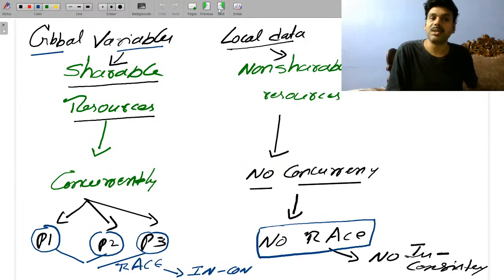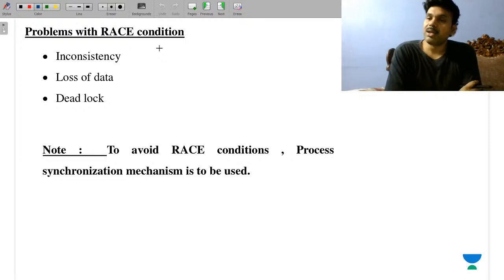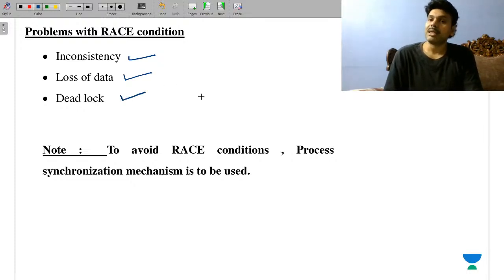Now let us see what the problems with race condition are. The problems with race condition: we already learned conflicts. The conflicts will give you inconsistency, then there may be a loss of data. Like WW, both are overwriting each other, that's the meaning of loss of data. There may be a chance of what? Deadlock. So what is a deadlock? Let us see three different examples on three different conditions.